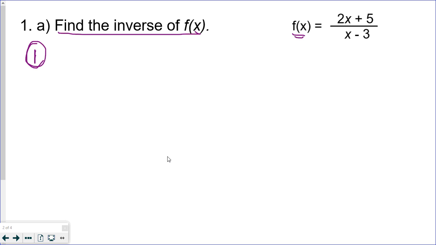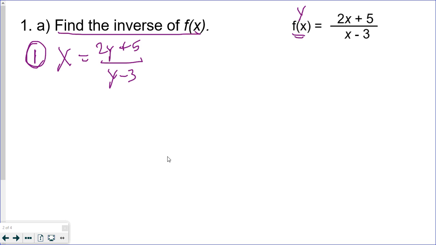Number 1, if we say that this is y equals 2x plus 5 over x minus 3. Think about what an inverse function does, is it switches x and y. Okay, it maps one function back to the other. So the first step in solving for the inverse function itself is to switch x and y. So everywhere you see a y, you're going to plug in an x. And everywhere you see an x, you're going to plug in a y. So that's step 1, is switch x and y.